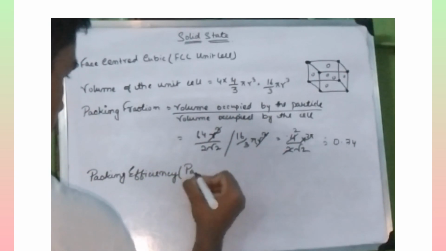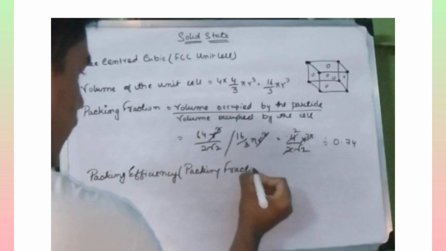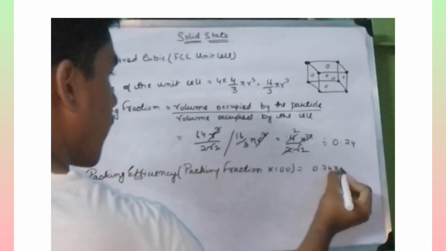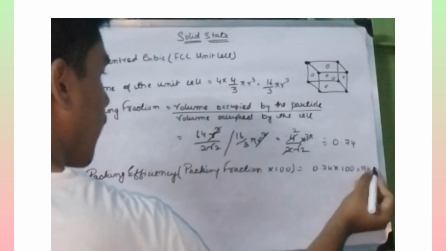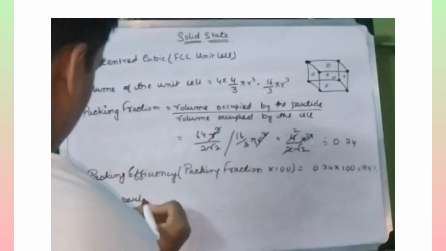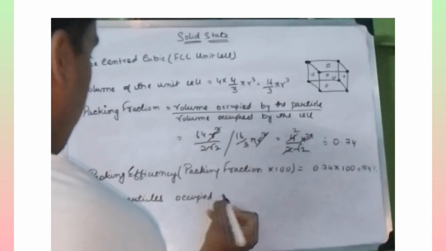And for packing efficiency, it will be the same formula, that is packing fraction into 100. Here the packing fraction is 0.74. It will be multiplied by 100 to give 74 percent.